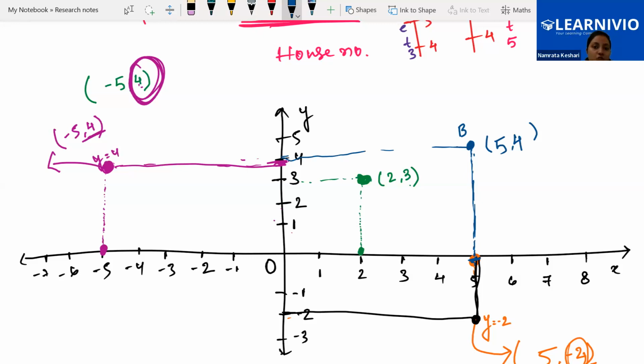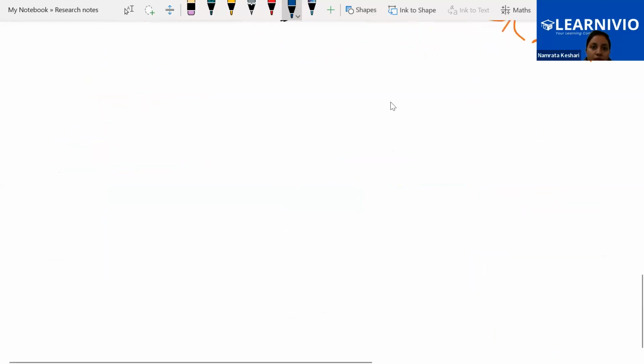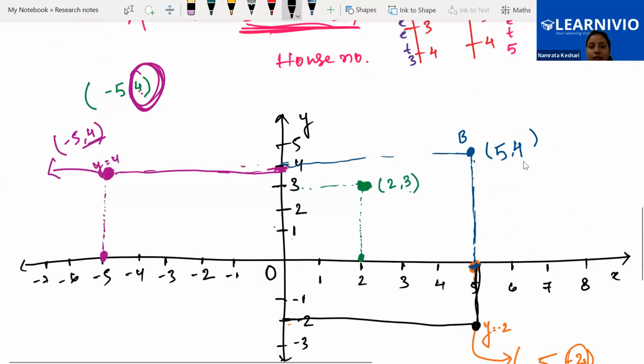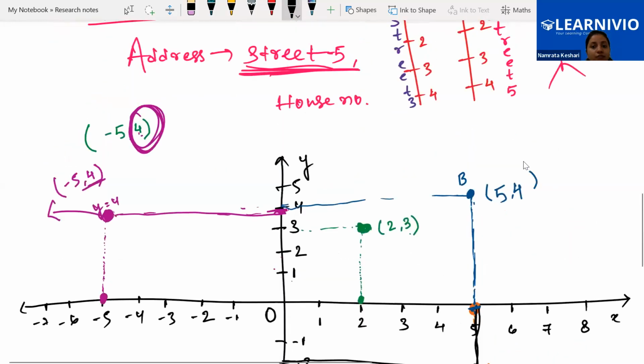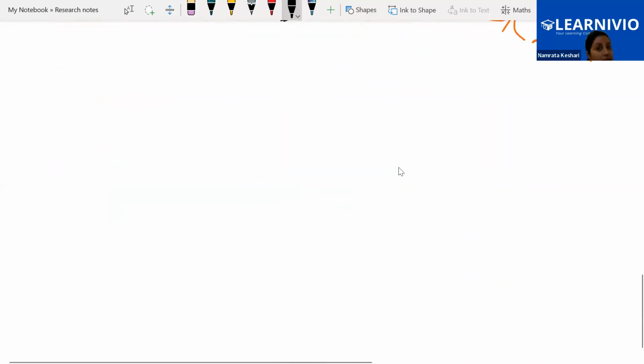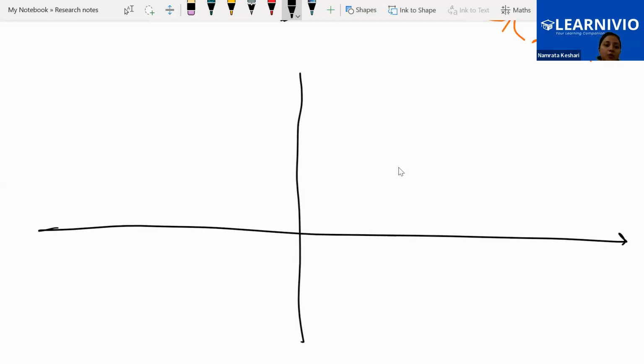Okay, let's do a few more points. As we have already discussed, this is not the only class where we are discussing how to locate the point, how to identify the point. We will keep on discussing it until it is crystal clear to you, because it is that important. If you do not understand how to locate the point, then this graphing part, coordinate geometry part will not be clear to you.